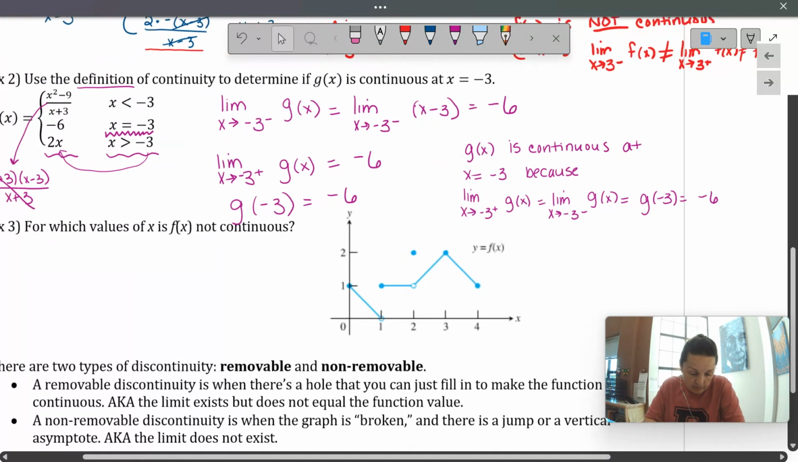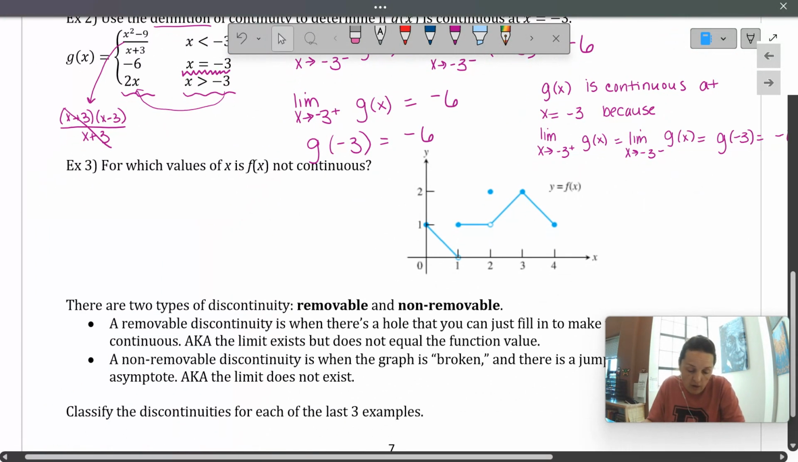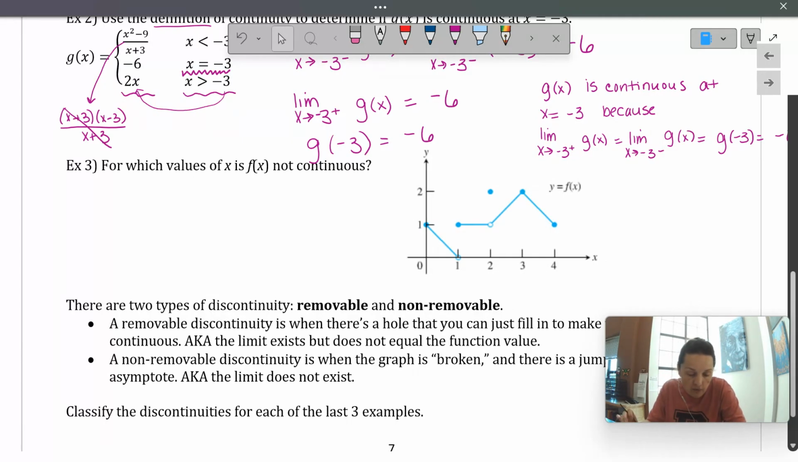Cool. All right, number 3. Now we have a graph. Okay, don't have to deal with algebra. Great. For which values of x is f of x not continuous? So graphically, continuity is super easy to spot. It's basically, if you were drawing this, when would you have to pick up your pencil?